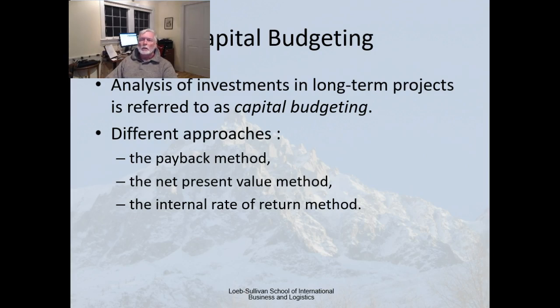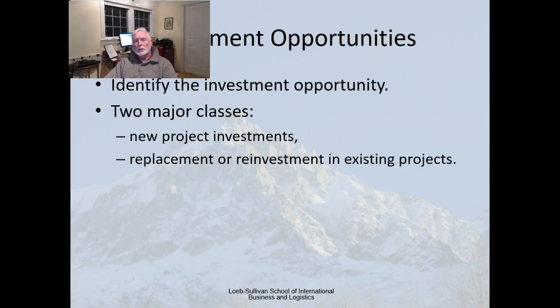The second method we'll talk about is called the net present value method. And the third method is called the internal rate of return method. These are probably the three most common methods. There are some others as well, but these are the ones we're going to talk about. And we'll talk about how they're used and who uses them and what the benefits and drawbacks to each one is. So the first thing you have to do is identify what the opportunities are.